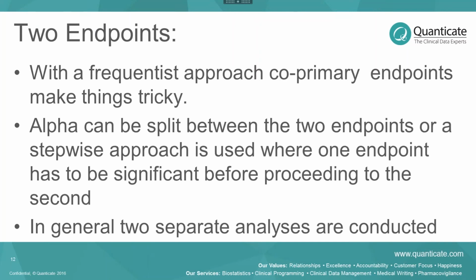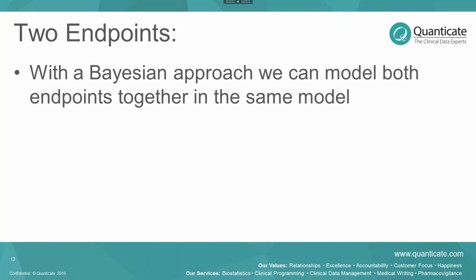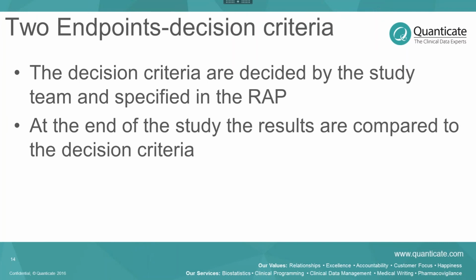So if you have co-primary endpoints with a traditional frequentist approach, it can make things quite tricky, because if both endpoints are equally important, you need to think about splitting alpha between the 2 of them and basically running 2 separate models. So it's quite frustrating if one of them is significant and the other one isn't. With the Bayesian approach, you can put both of those endpoints into the same model and analyse them together.